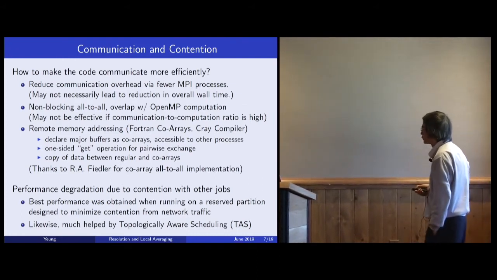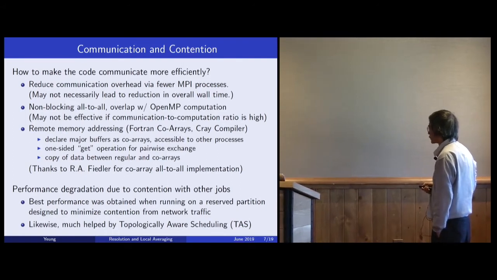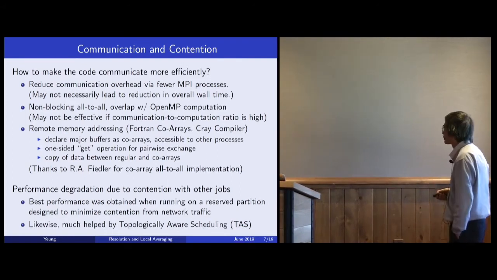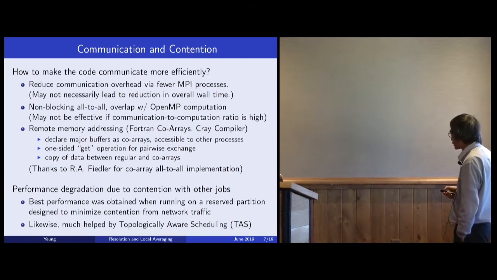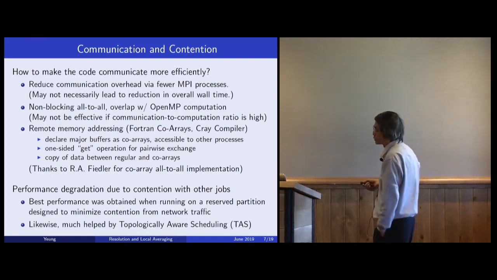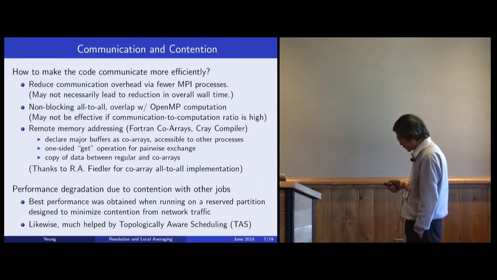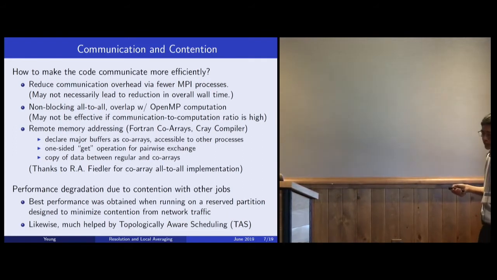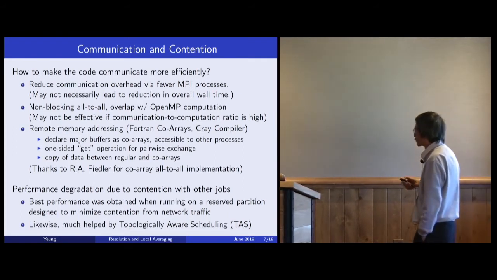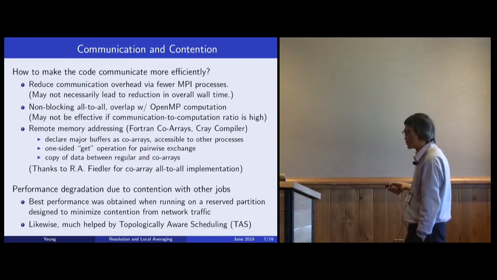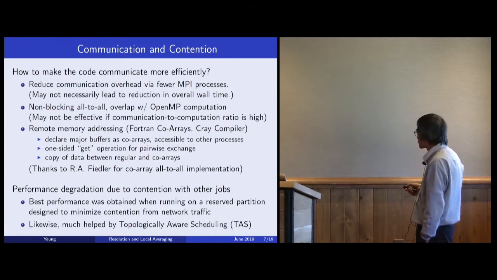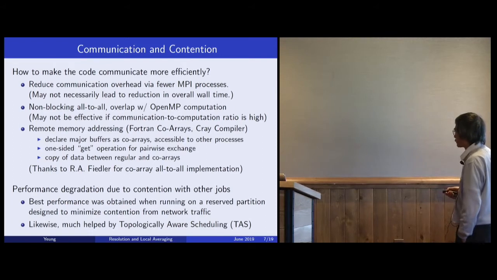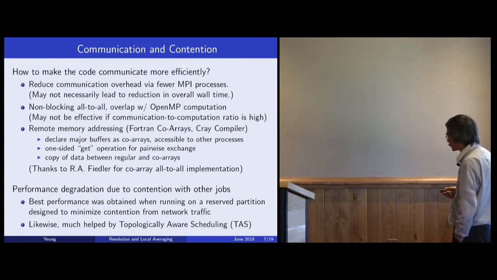It's the idea of remote memory addressing using Fortran coarrays, and that was well supported by the Cray compiler. So basically, we are doing one-sided communication. We imagine that if we can send a message to somebody's brain, that person will automatically react, without us having to worry about whether that person has time to read our emails or not. So that is the idea. So we can declare some major buffers as coarrays. Coarrays are arrays that are accessible to other processors, and it requires some extension to the Fortran standard.